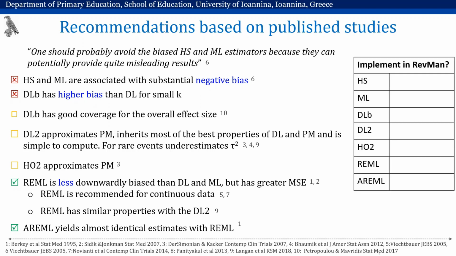So, to the question, should we implement any of these methods in RevMan, we would probably say no to Hunter-Schmidt, maximum likelihood, and bootstrap DerSimonian and Laird. We would probably add a question mark to the two-step DerSimonian and Laird and Hedges-Olkin methods, and we would probably say yes to the restricted maximum likelihood and its approximation, considering the specific study results.